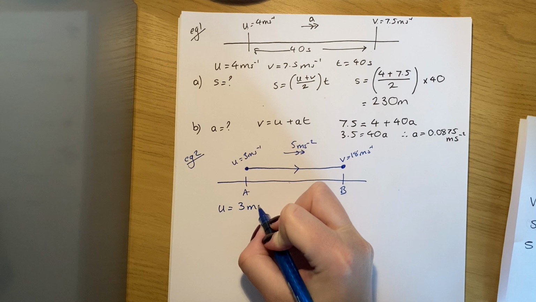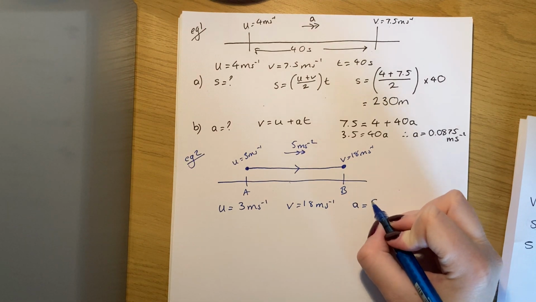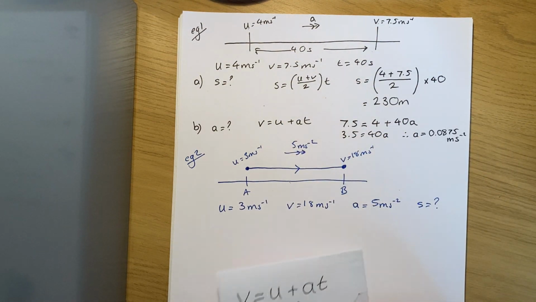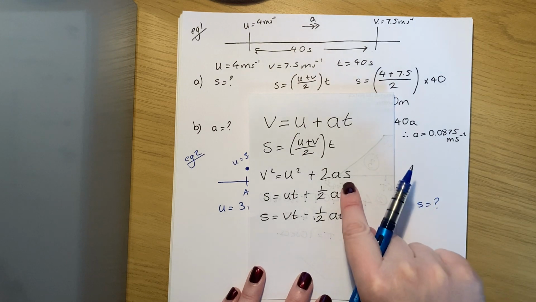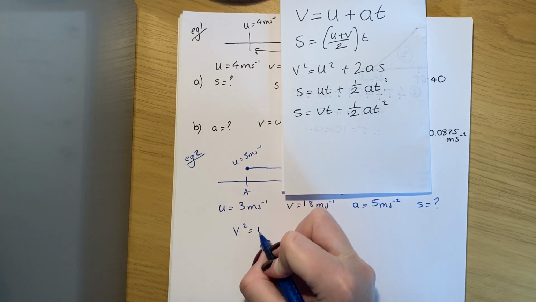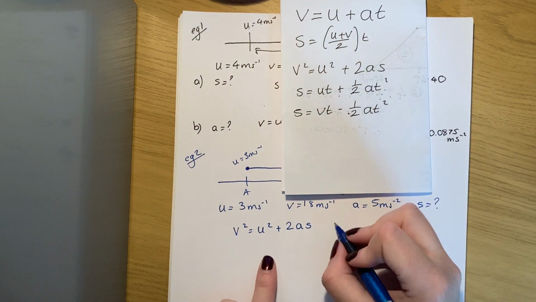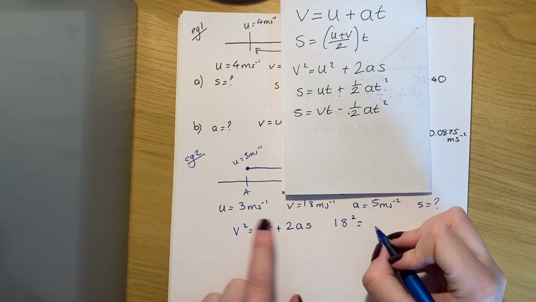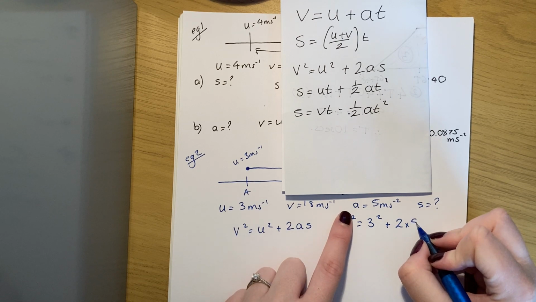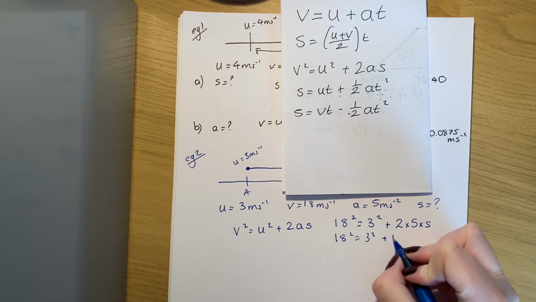So I've got U, I've got V, I've got A, and it wants me to work out S. So I've got S, U, V, and A. Well, S, U, V, and A is V squared equals U squared plus 2AS. So 18 squared is equal to 3 squared plus 2 times by 5 times by S. So 18 squared equals 3 squared plus 10S.